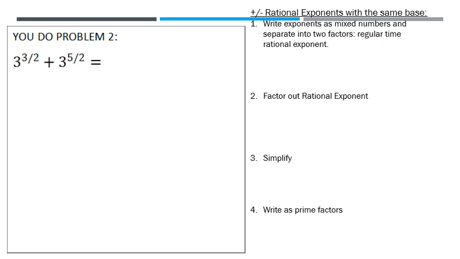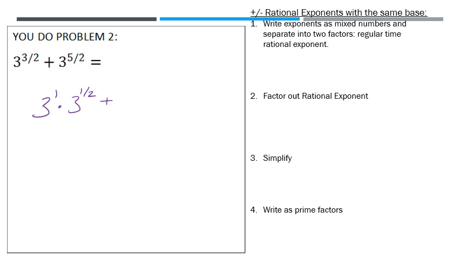All right, so for the you do here, we give you the same numbers to work with. So you had 3 to the 3 halves. So using 3 to the 3 halves, separating this, 2 goes into 3 one time. So we're left with 3 to the 1 times 3 to the half, plus, then we have 3 to the 5 halves.